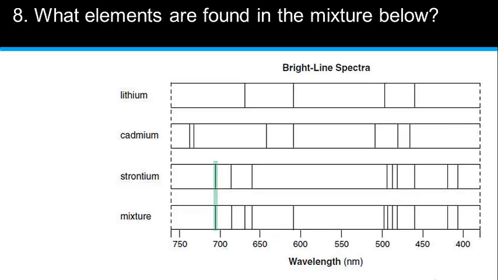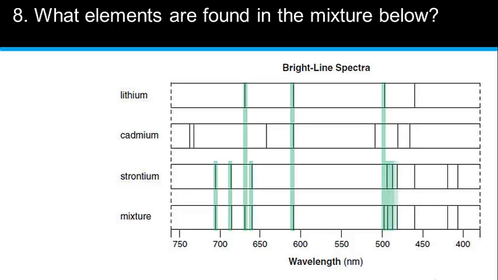The way I do this is by highlighting. I go along the lines that are in the mixture and I highlight any ones that match up. So I'm just going across here and I'm highlighting each of the lines in the mixture that matches with the other known samples.